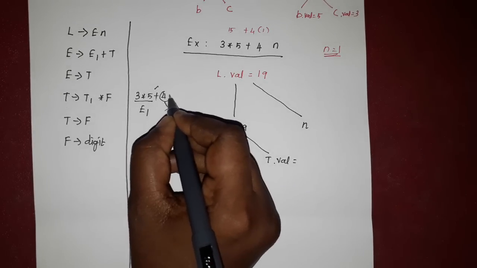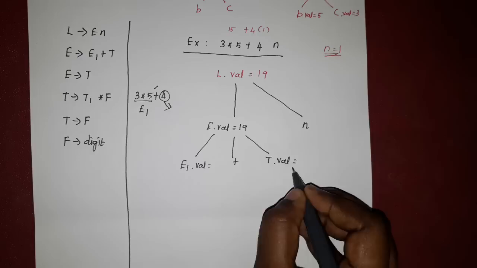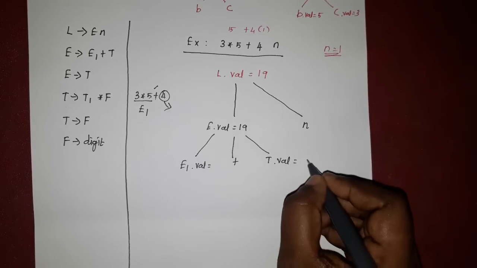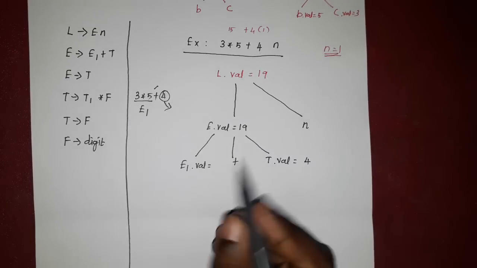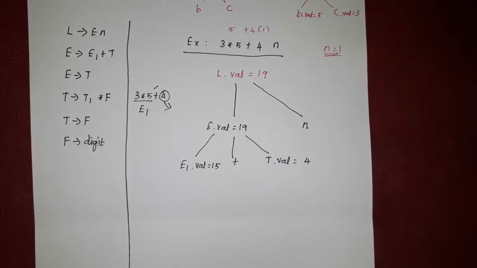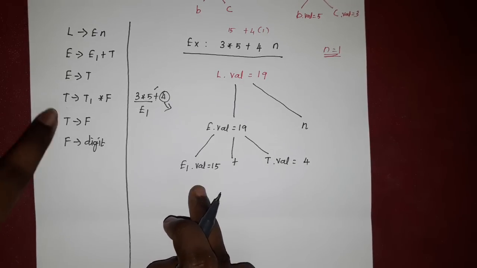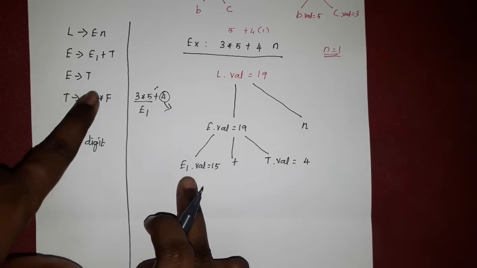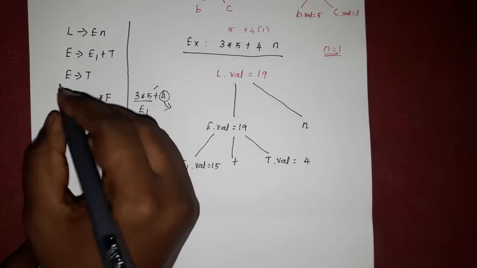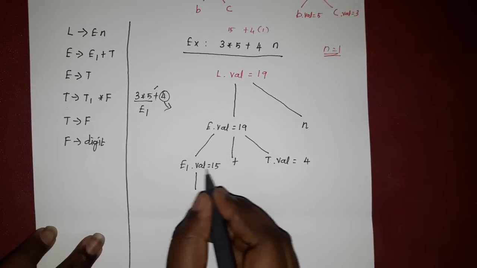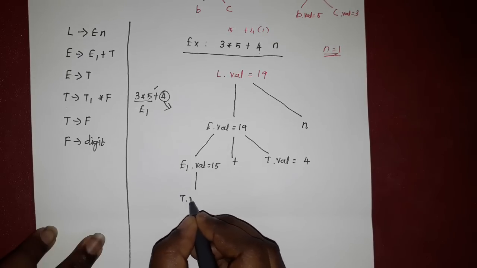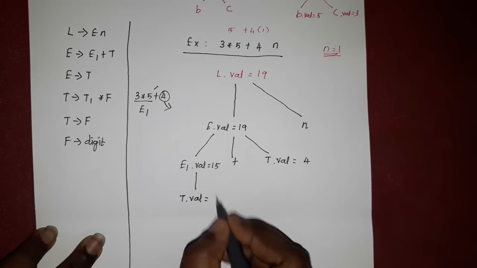So here 4 will be directly written. So T dot value is equal to 4, and E1 dot value is 3 star 5, which is 15. So this is the expression. Then this E represents T. So T is nothing but E dot value is equal to T dot value. So we can write E1 dot value is equal to T dot value is equal to 15.